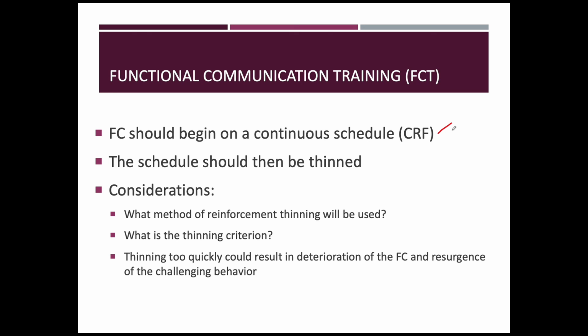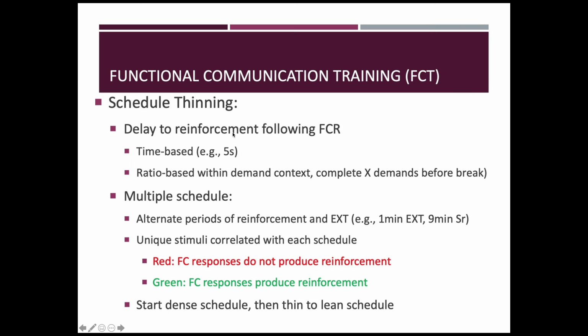Now that's good because the individual is communicating to get the reinforcer as opposed to engaging in the problem behavior to get the reinforcer. But it's unmanageable in a natural environment. So we have to figure out a way to thin the schedule to make it more manageable. So we're going to consider what form of reinforcement thinning we're going to use, what's a thinning criterion, and we want to be careful because if we thin too quickly, it could result in deterioration of the functional communication response and resurgence of the challenging behavior. So let's look at the 2 primary approaches to schedule thinning during functional communication training.